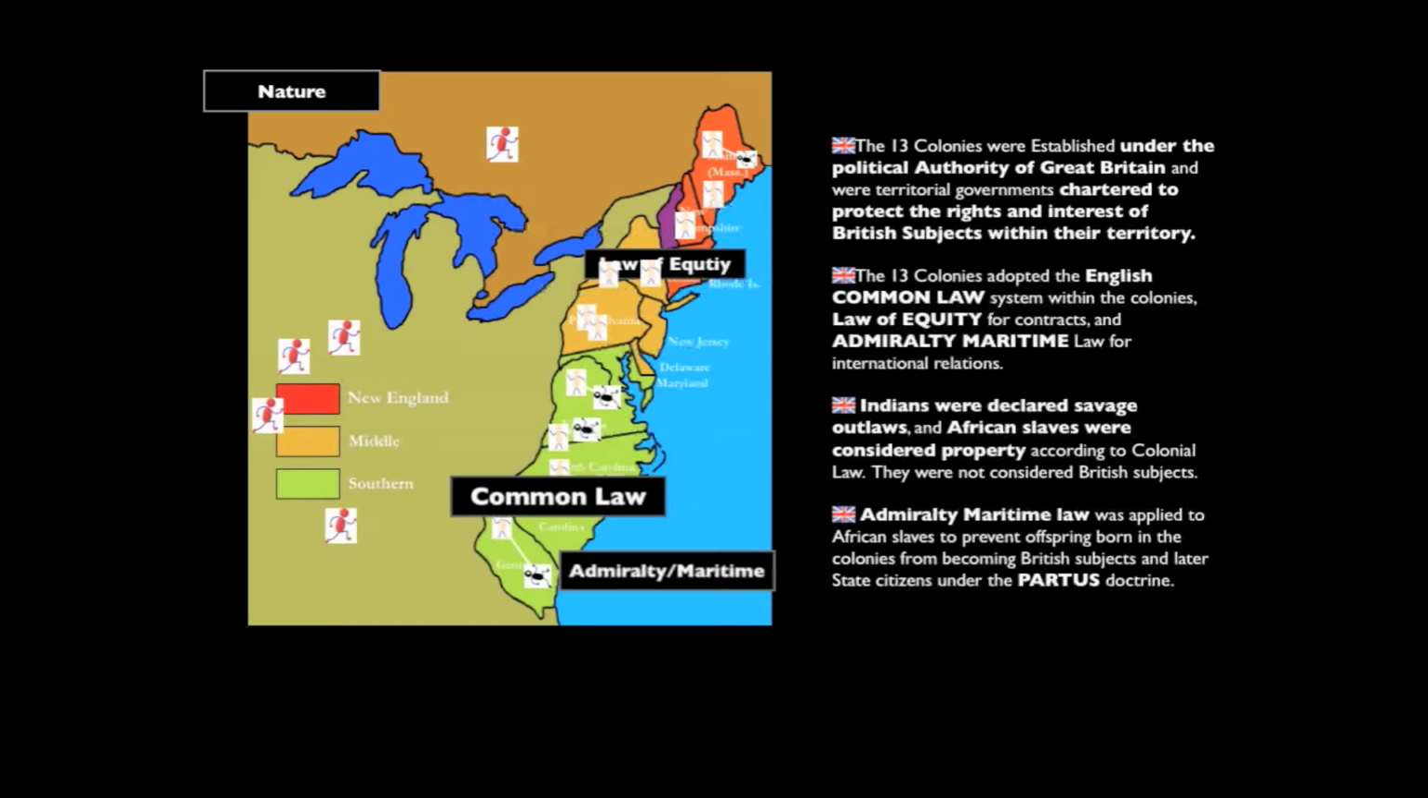What they wanted to do is have a continuation of ownership from the mother to the offspring. So they created what was called the partus doctrine. The partus doctrine allowed them to utilize Admiralty Maritime Law to exempt their offspring from the rules of common law in Britain. So they essentially applied a status in Admiralty Maritime Law to a slave as property.